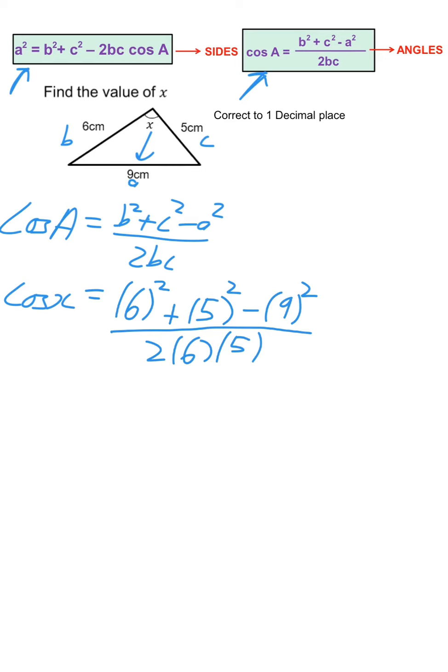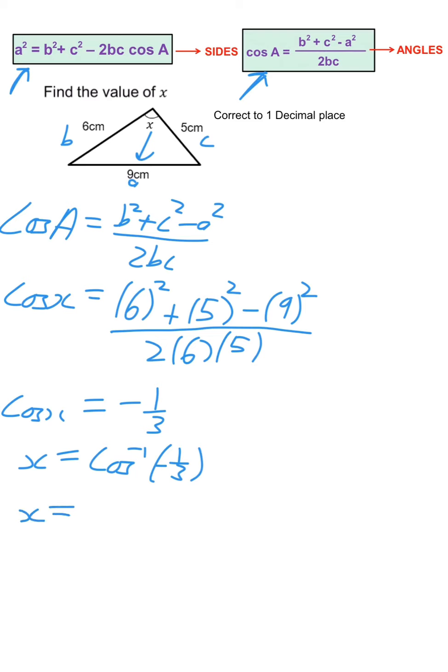So all this now goes into our calculator. When you put all of this into the calculator, that gets us minus a third. So cos x equals minus a third. Now we're finding an angle, so remember, when you're finding an angle, that's when you need to use the inverse. So inverse cos of minus a third. Using the second function or shift buttons on the calculator, that gets us 109.47, and to one decimal place, that would be 109.5 degrees.